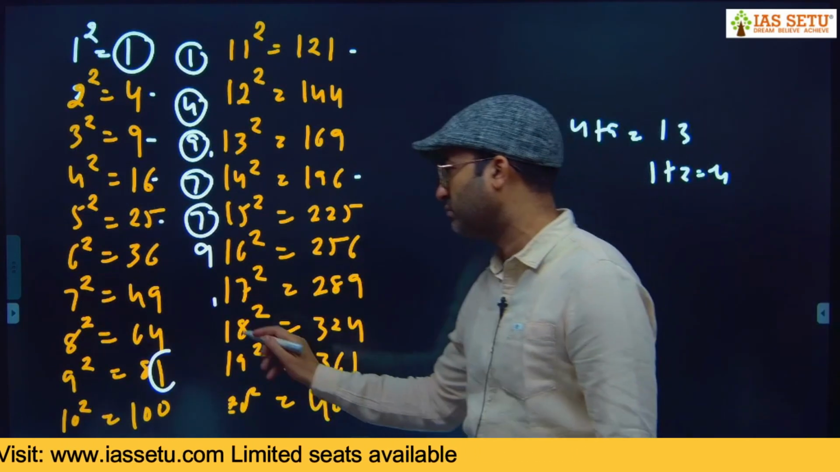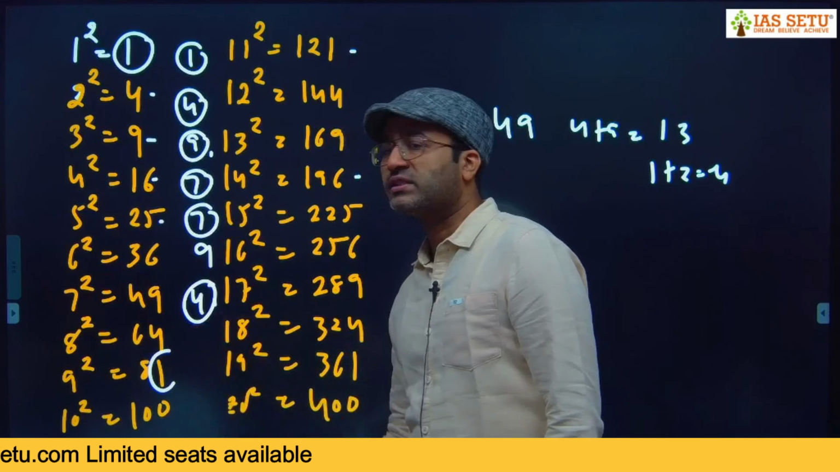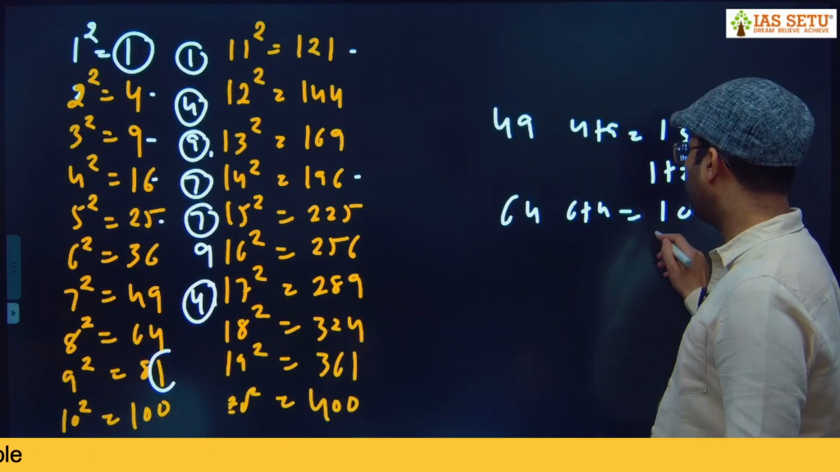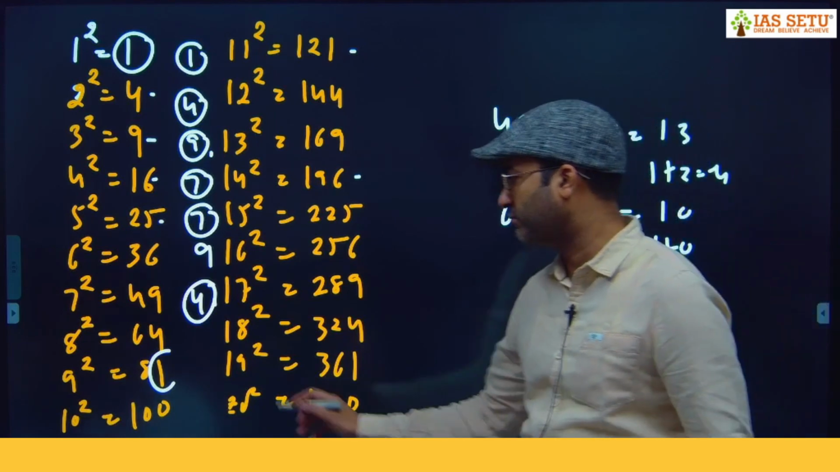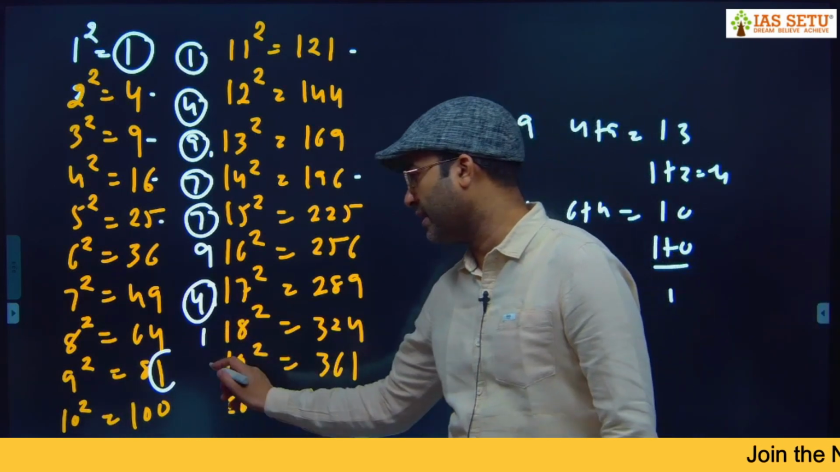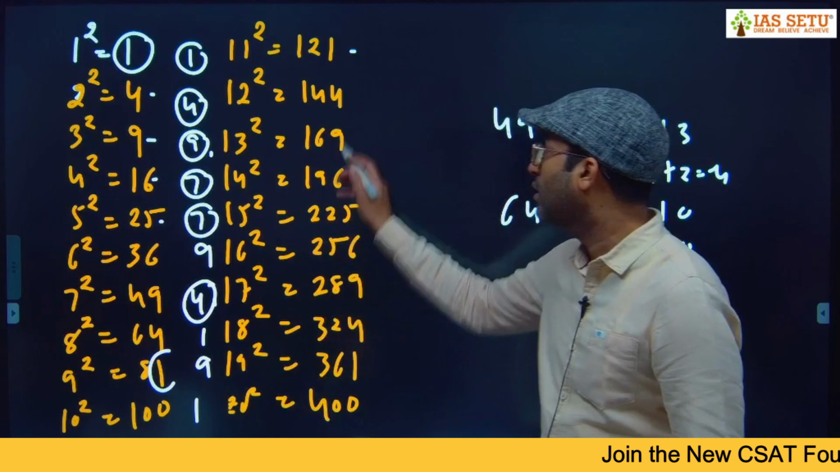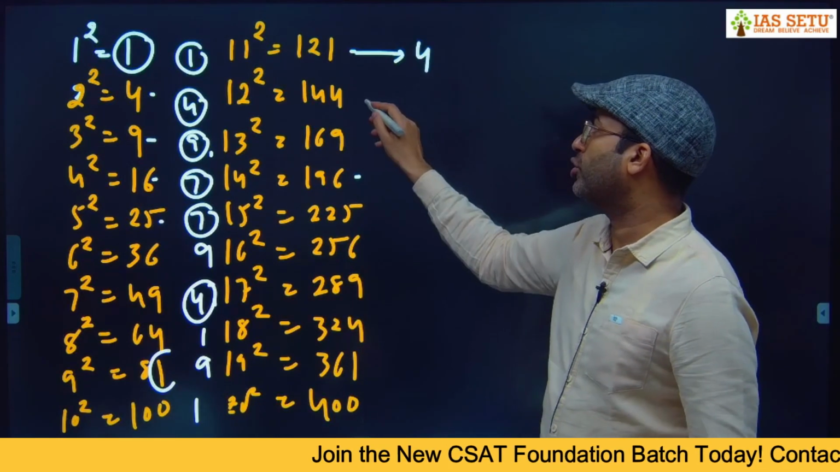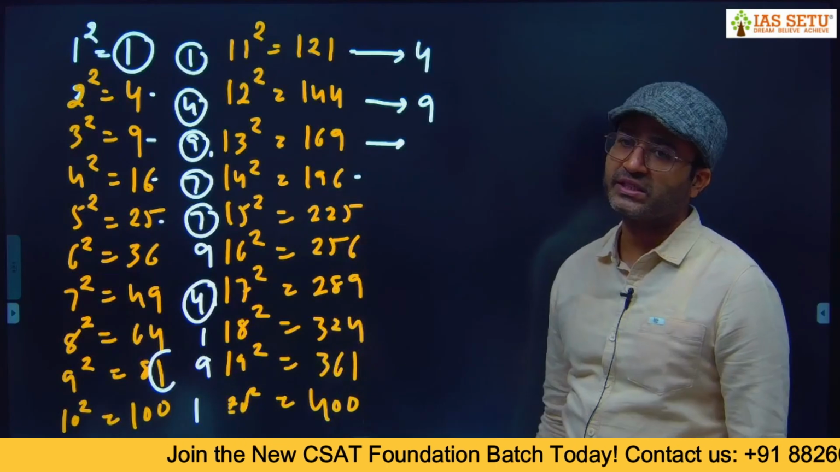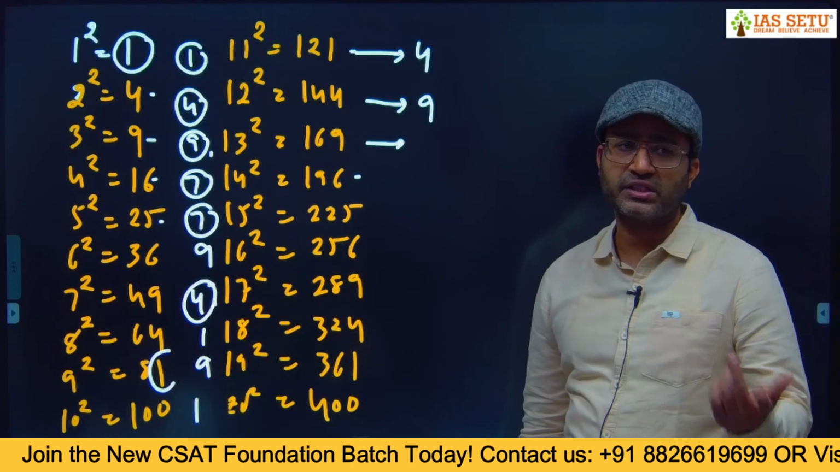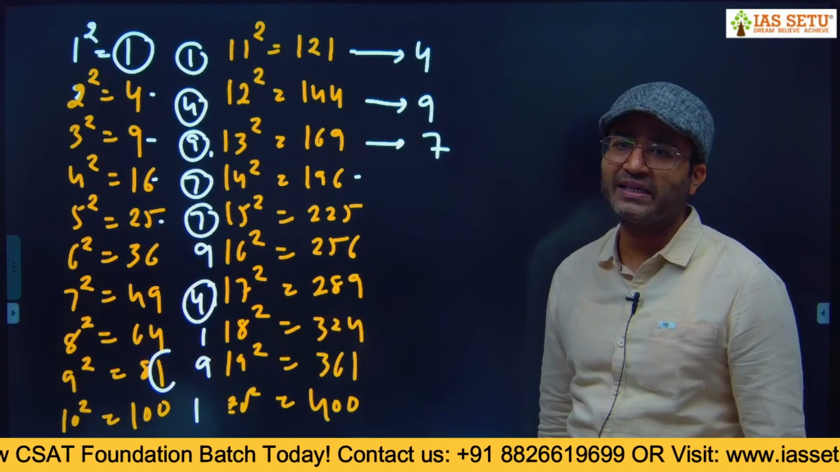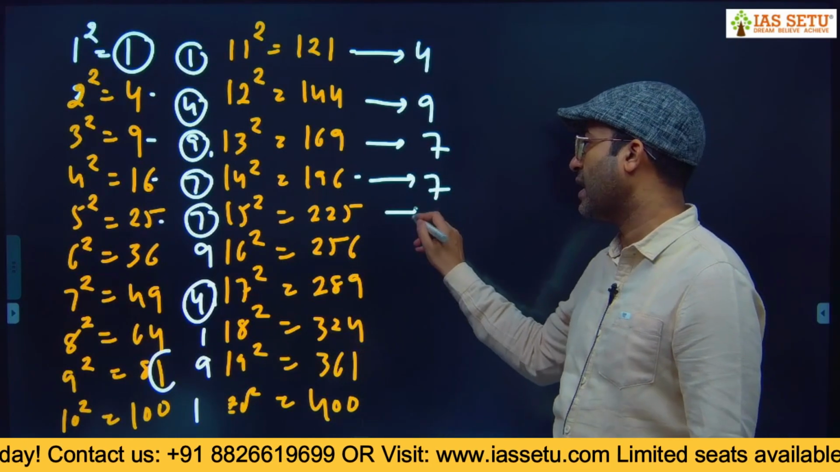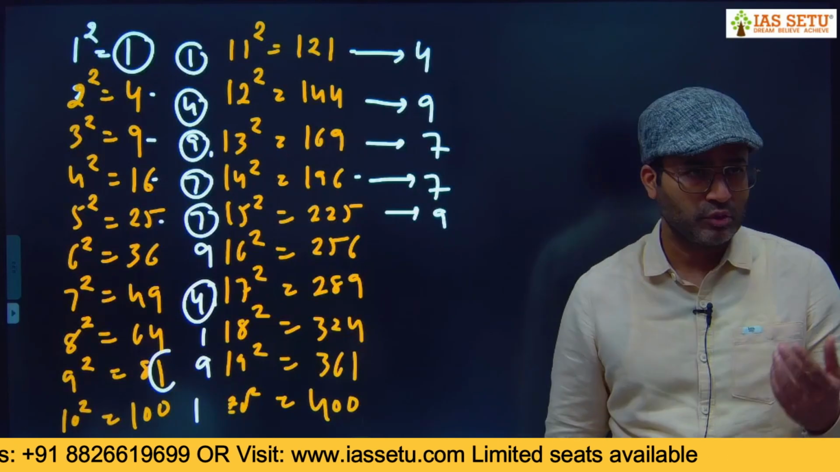Ultimate sum of the digits, that is my meaning. What is 64? 6 plus 4, 10. But further, 1 plus 0, it is 1. What about 81? 9. What about 100? 1. What about 121? 4. What about 144? 9. What about 169? 16, which means 7. What about 196? Same, 16 means 7. What about 225? 9.